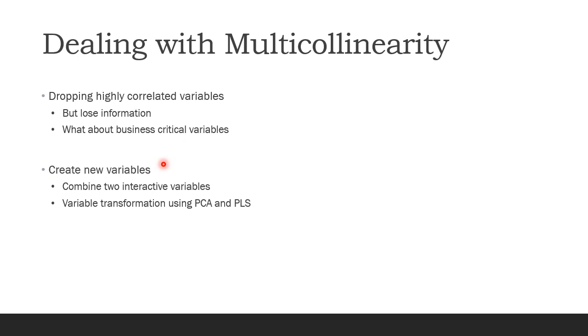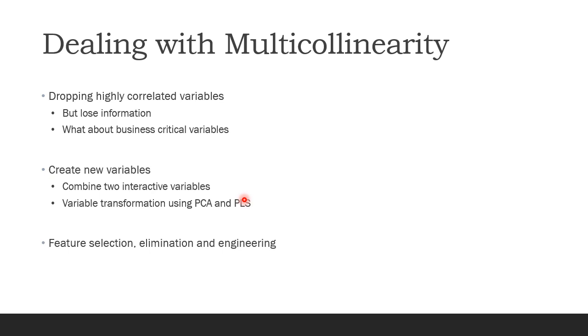Another way would be creating new variables. If we know that two variables are related, we can come up with a single variable capturing both the variables by using their relationship. Or new variables can also be created through transformation methods. These are two methods: principal component analysis and partial least squares method. These are out of the context of this presentation, but just for the sake of coverage of the techniques, these are the two methods using which the variables can be transformed.